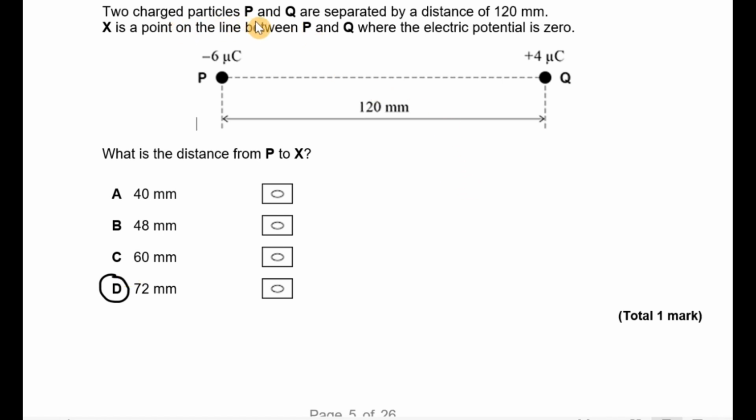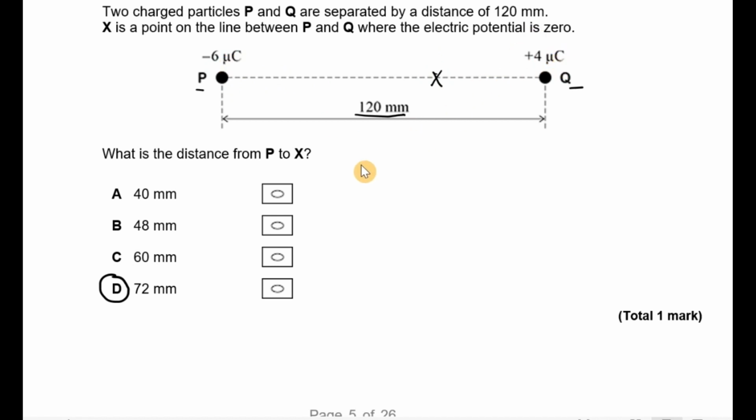So we've got two charged particles, P and Q, and they're separated by a distance of 120 millimeters. X is a point on the line between P and Q where the electrical potential is 0. So it's going to be approximately here, because in magnitude this is a larger charge. The electrical potential is going to be further away from that larger charge and closer to the smaller charge.